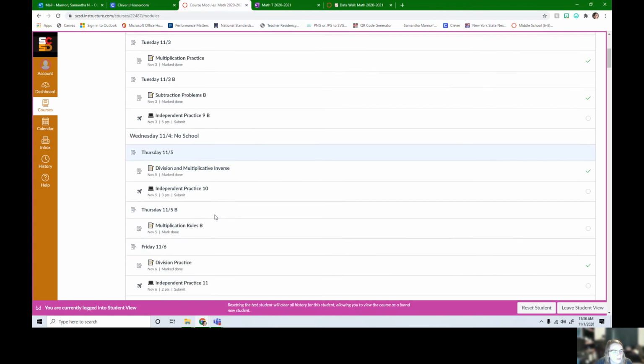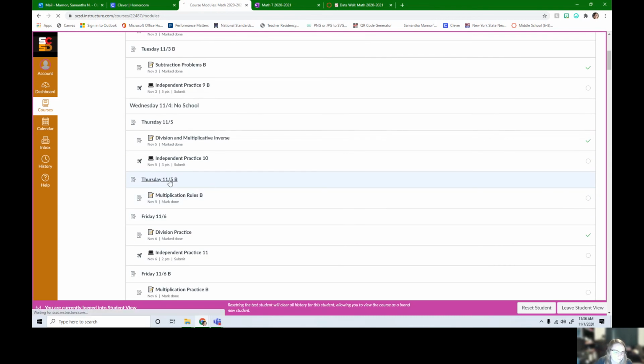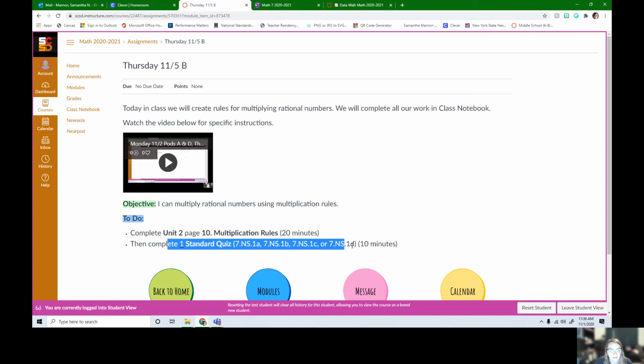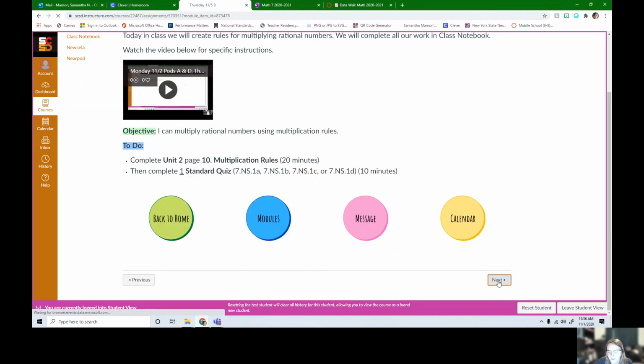So for Thursday, we're going to start getting into multiplication. So I can multiply rational numbers using multiplication rules. So we're going to have Unit 2, page 10, and then they need to complete one standard quiz, and I'll talk more about what that looks like in a minute.